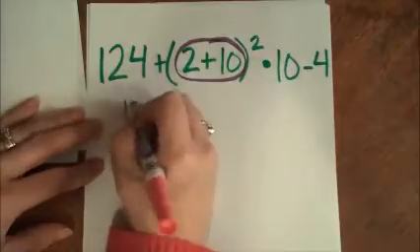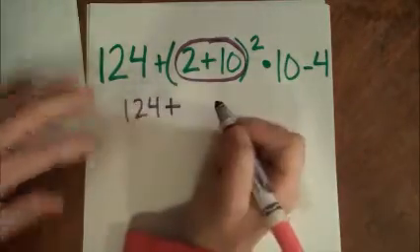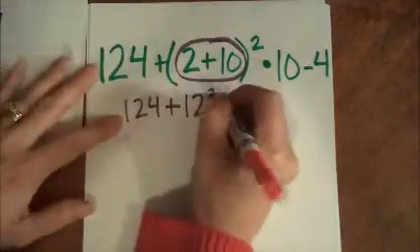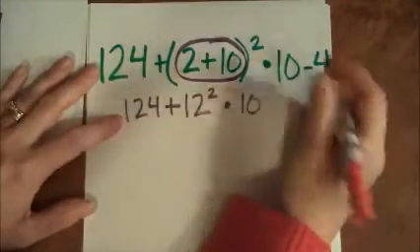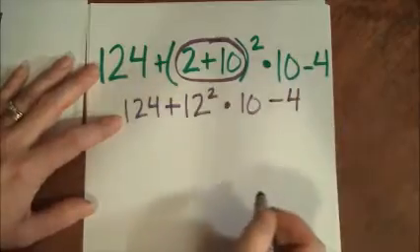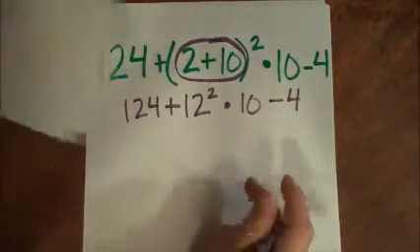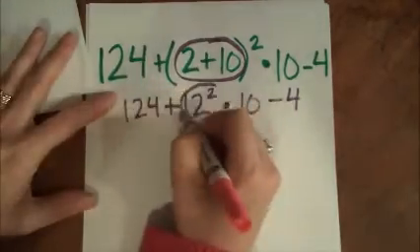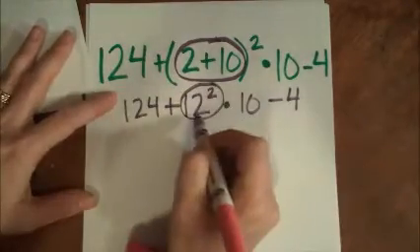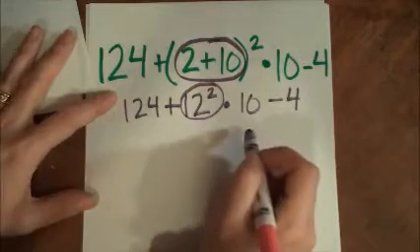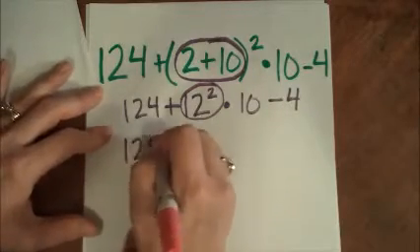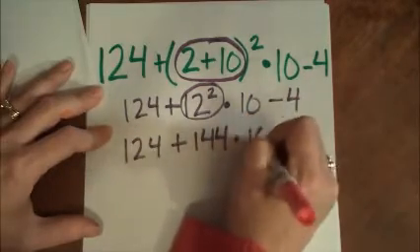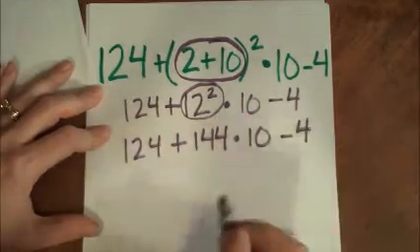again. 124 plus 2 plus 10 is 12. Attach my exponent times 10 minus 4. After I've solved the G step, I have to go to the E step, and this is my exponent. So I'm going to solve this and write the problem. 124 plus 144 times 10 minus 4.